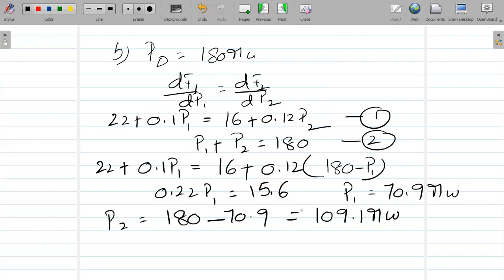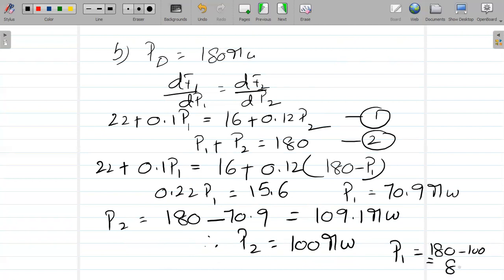It is within the limits. What about P2? P2 is according to the minimum limit, okay. But what is the maximum limit? 100 megawatt. It is beyond the maximum limit. Therefore, put P2 equal to the maximum limit itself. So then P2 will become 100 megawatt. Then what is P1? 180 minus 100, that is 80 megawatt.